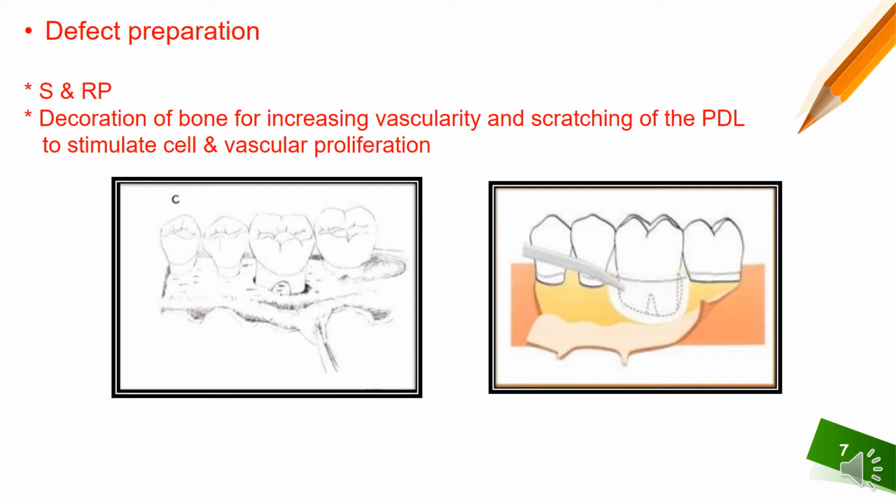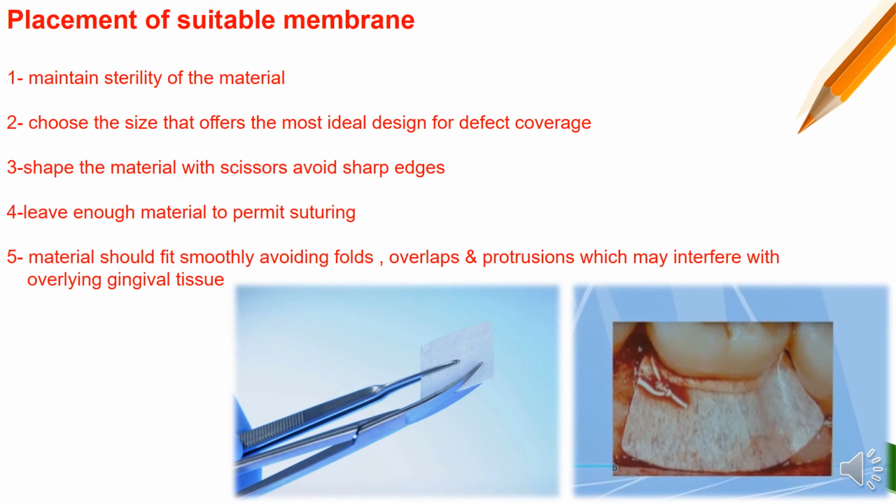Scaling and root planing to remove all diseased tissue. Decortication of the bone for increasing vascularity, and scratching of the periodontal ligament to stimulate cell and vascular proliferation. Then the placement of the suitable membrane. We should maintain sterility of the material while handling it, and we should choose the appropriate size and shape that will cover the defect area.